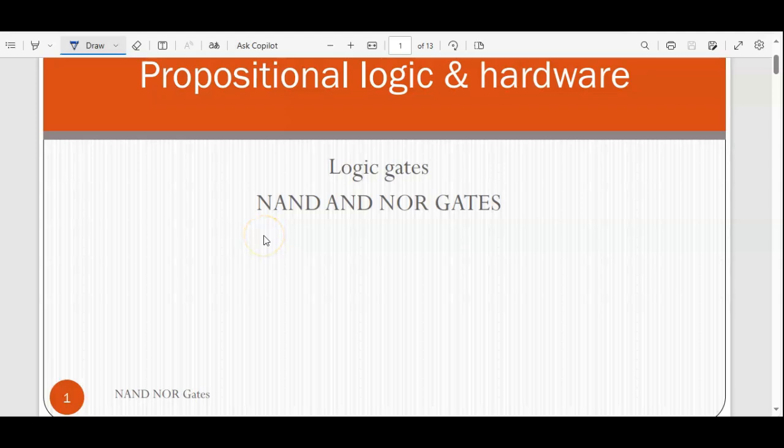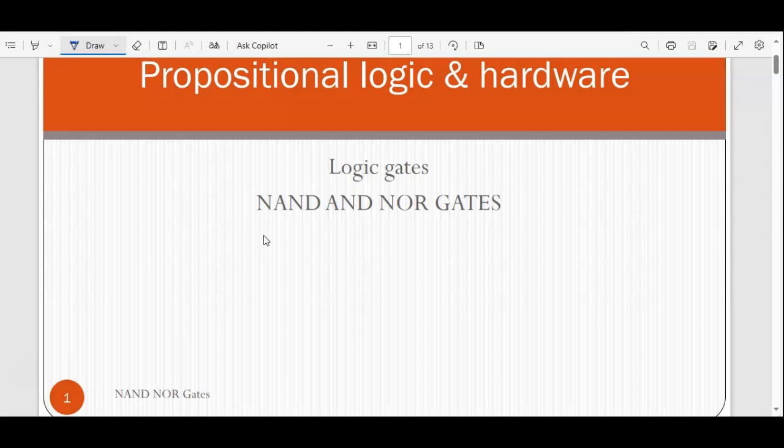Hi guys, welcoming you back to a new video on the same topic, propositional logic and hardware. We have already covered the connectives, which are also called operators, and the basic gates, and how we can find the conclusion with the help of the algebraic method and the truth table.